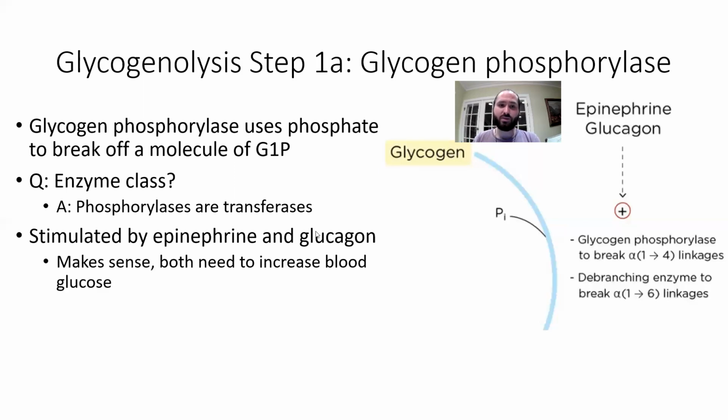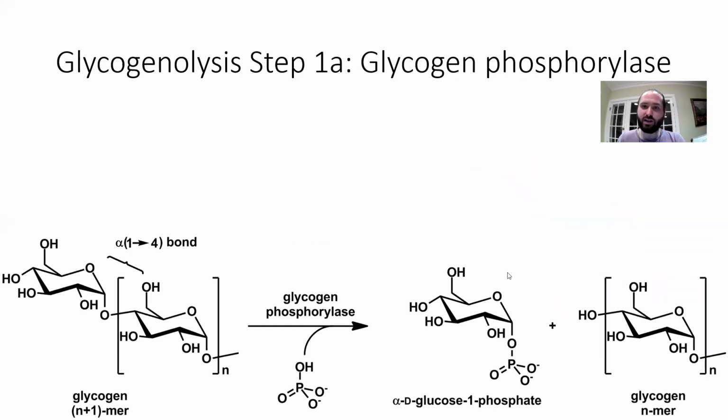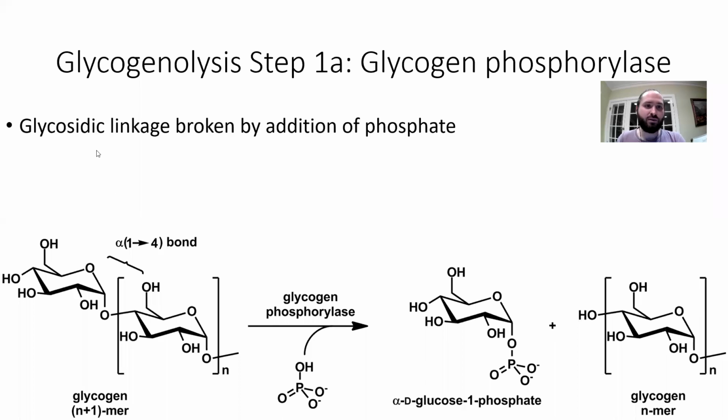That should make sense because both of these want to increase blood glucose. Cortisol also stimulates glycogen phosphorylase, an indirect mechanism, so I wasn't able to include it here. Here's what's actually going on. The mechanism is a little complicated for our purposes. We are breaking down a glycosidic linkage via addition of phosphate.